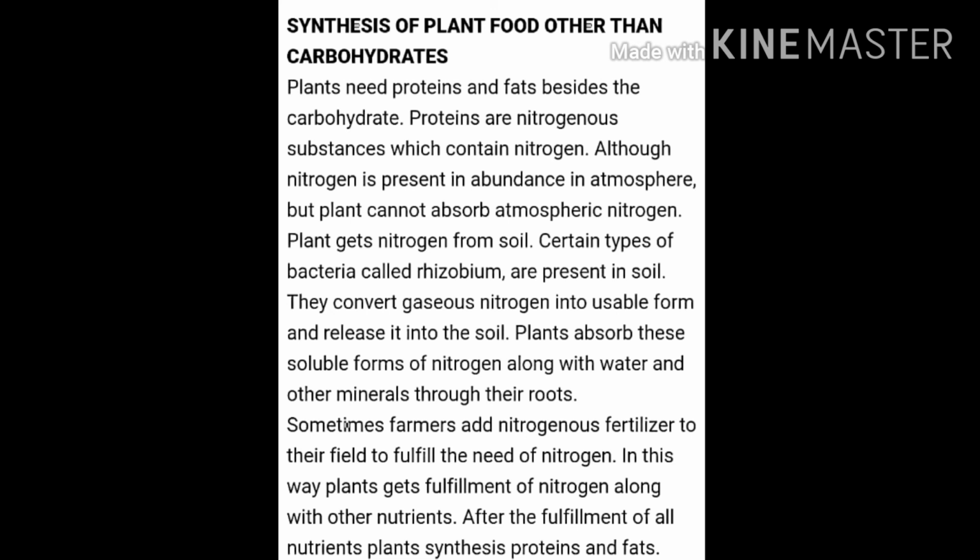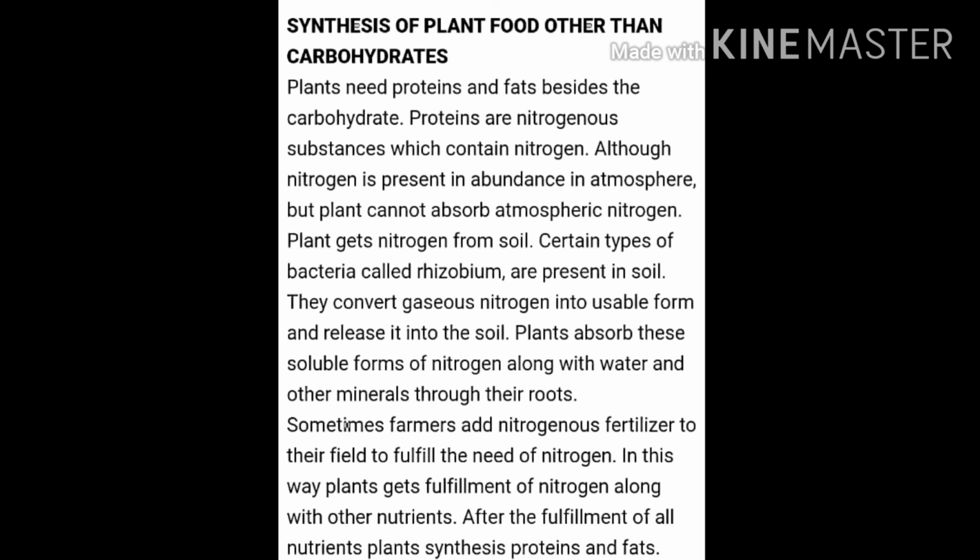As we learned in the earlier section, Rhizobium bacteria absorb atmospheric nitrogen from the air and provide it to the soil, from which the plants absorb it in the water soluble form. And with this nitrogen they make proteins. So proteins are made with the help of a bacterium called Rhizobium.